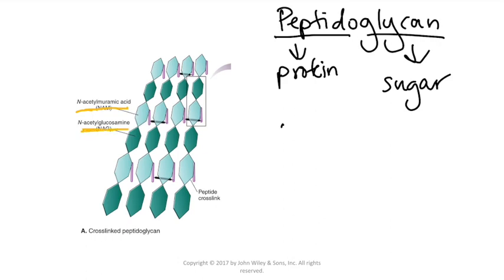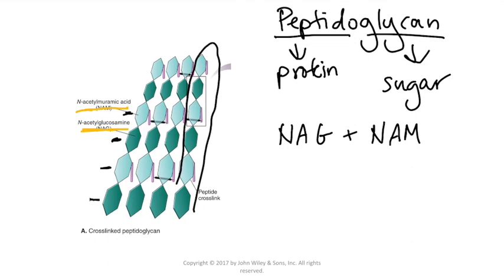You don't need to know that crazy long name. Just know that it's NAG, N-acetylglucosamine, and NAM, N-acetylmuramic acid. And those get linked together in an alternating pattern. Dark green, light green, dark green, light green here. And they make these long chains of NAG and NAM linkages. Each of these long chains get linked together by peptide crosslinks.